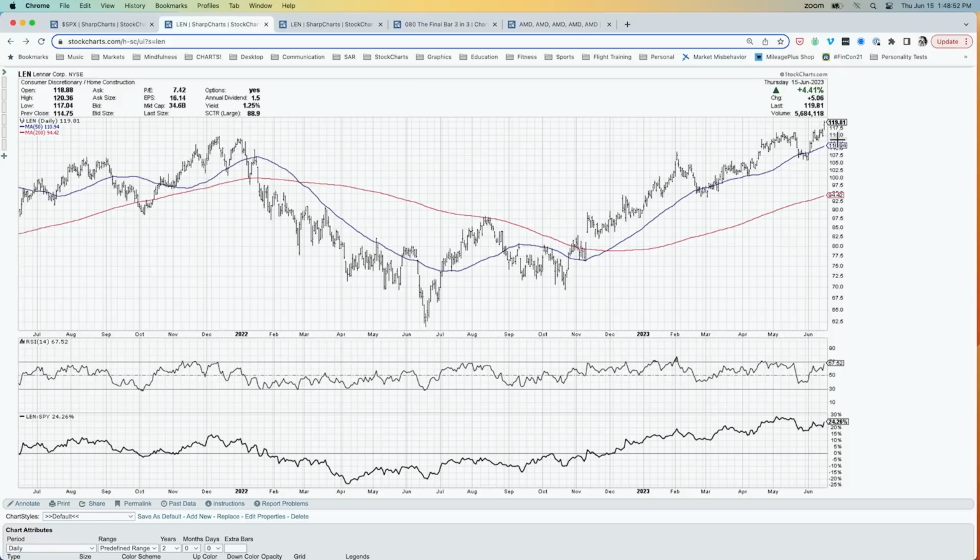Maybe we use the ascending 50-day moving average as a trailing stop. Maybe we use something like the chandelier strategy, which Alexander Elder popularized. Some other ways of trailing behind this uptrend to recognize and lock in those gains if and when the price would turn lower. That's why Lennar, for me, is a really good example of an attractive chart.